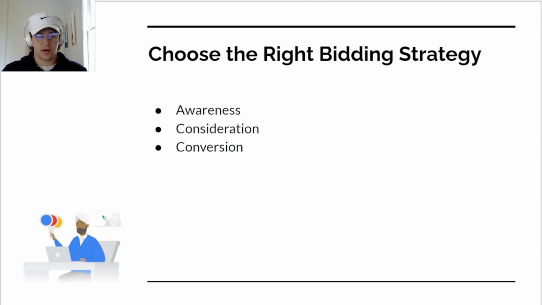Then for consideration, you have maximize clicks. You also have manual CPC, ECPC, right? Those are not automated, those are more manual, but something to think about as well. So maximize clicks really sets your bids to just get as many clicks as possible. And I don't often recommend maximize clicks, right? I usually leverage manual cost per click if I'm focused on the click.